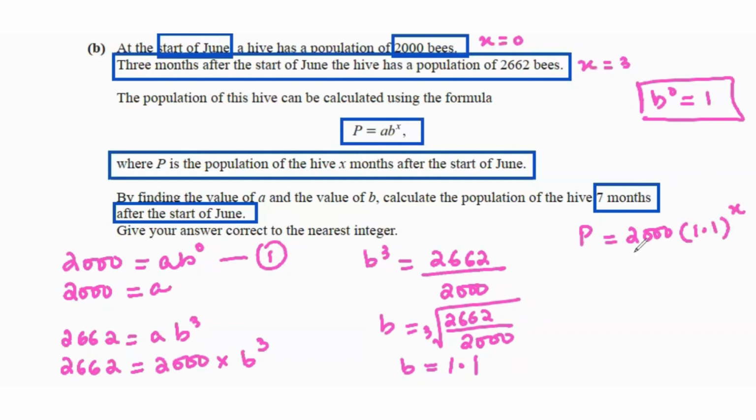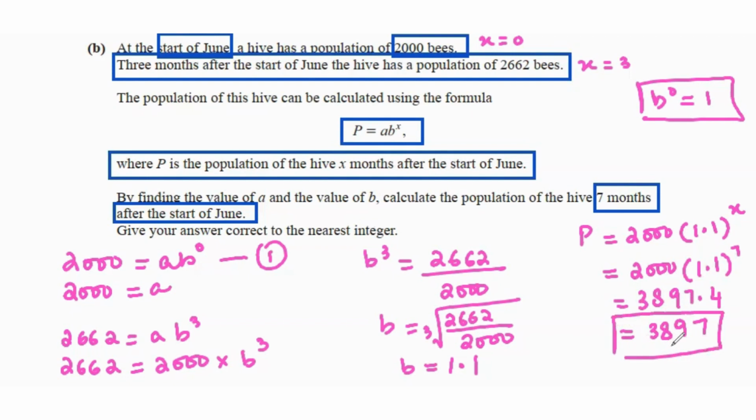So now to find the population at x equals to 7, we will do 2000 times 1.1 to the power of 7, which will give us 3897.4. Correct to the nearest integer will be 3897. That is your final answer for the population of the hive 7 months after the start of June.